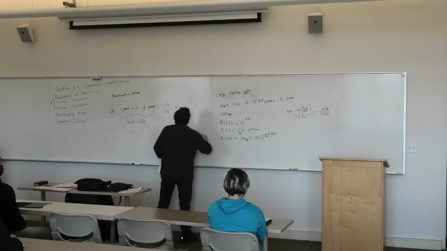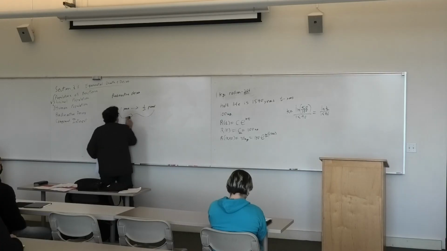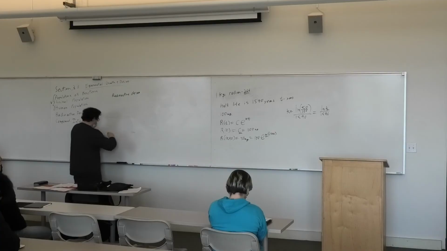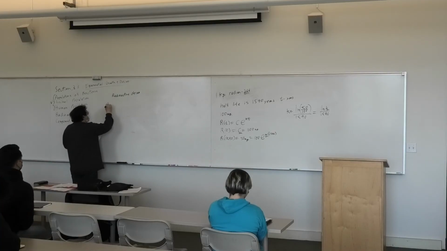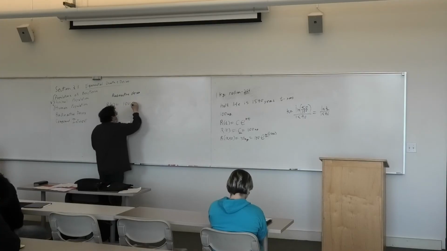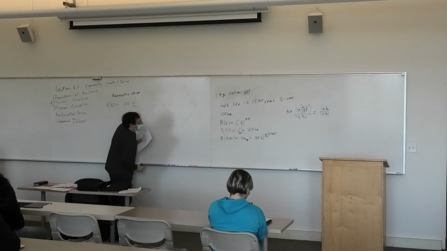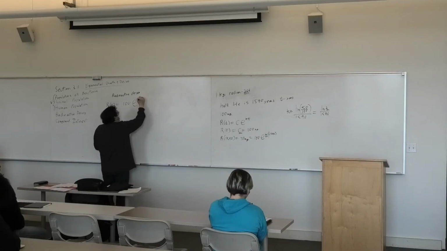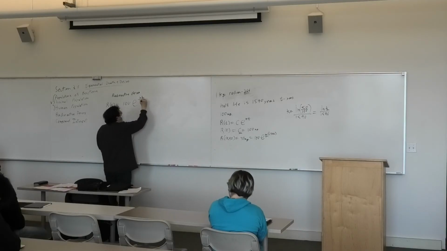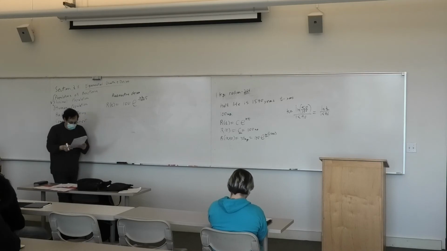All right, so now we have a formula. It says that R of t equals 100 e to the, we have to write down k, log of 1/2 over 1590 times t, where t is in years. So that's our formula.